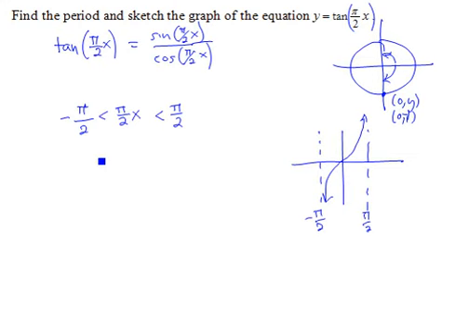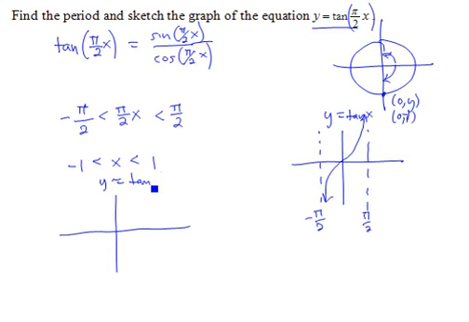So what we'll do is we'll solve this inequality for x and find out the range of x values for the graph of this curve that will fall between the vertical asymptotes and produce one branch of this tangent curve. So let's divide everything by pi over 2. If we do that, we have negative 1 is less than x is less than positive 1. And so the curve that we're supposed to sketch, this would be y equals tangent of x, but we're supposed to sketch y equals tangent of pi over 2x.